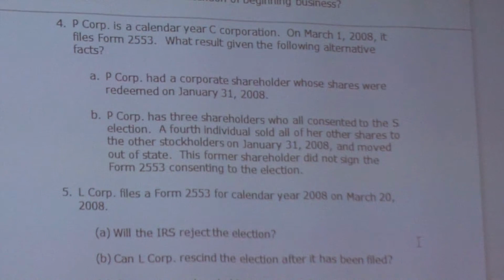So we got a C corporation. It's going along doing business, it's calendar year. And one day they decide, all right, we're going to elect to be an S corporation. Now let's just, for a second here, ignore fact A that we looked at there. Let's just say on March 1, 2008, you file a Form 2553. Well, when is that effective?